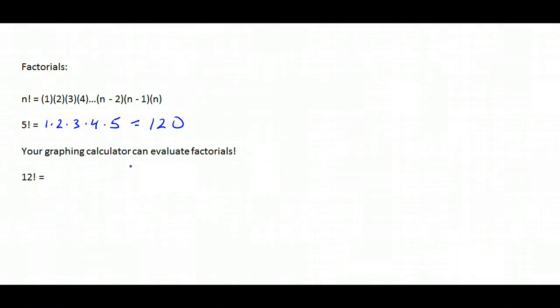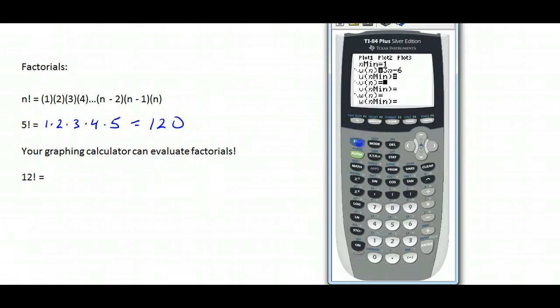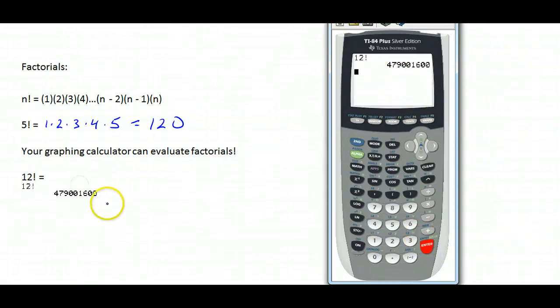So factorials get really big really fast. Luckily, our calculators can do that for us. All you need to do is go to Math and arrow over to PRB, because we use it in probability a lot, and there's our factorial, number 4. Okay, so let's do 12 factorial. I'm going to put in 12, Math, arrow over to PRB, hit number 4, and 12 factorial is a very big number.